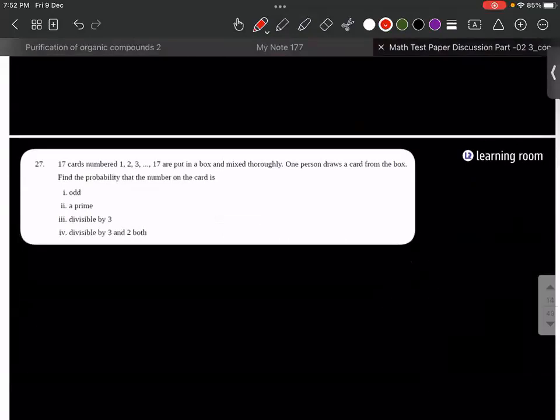So 17 cards numbered 1, 2, 3, 4 till 17 are put in a box and mixed thoroughly. One person draws a card from the box. Sir, I have a doubt in the previous question.